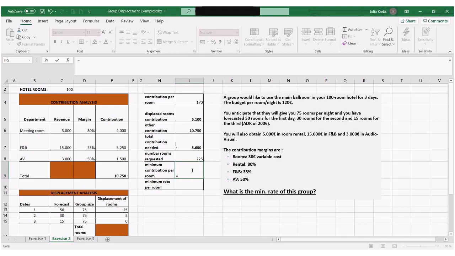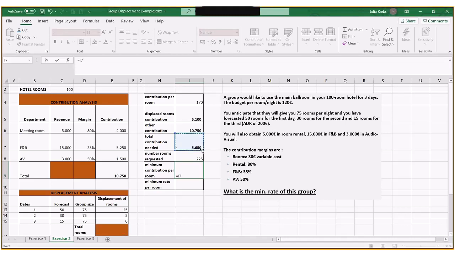What is the minimum contribution per room? So the total contribution needed divided by the total room nights of the group. Here again, negative 25 euros and 11 cents. Again, a good sign because that means that the group is going to bring us probably more money than the transient guests. To finalize this, what is the minimum rate? The negative amount here plus 30 euros for variable cost. And now you can see that your minimum rate here is extremely low, 4 euros 89 cents.